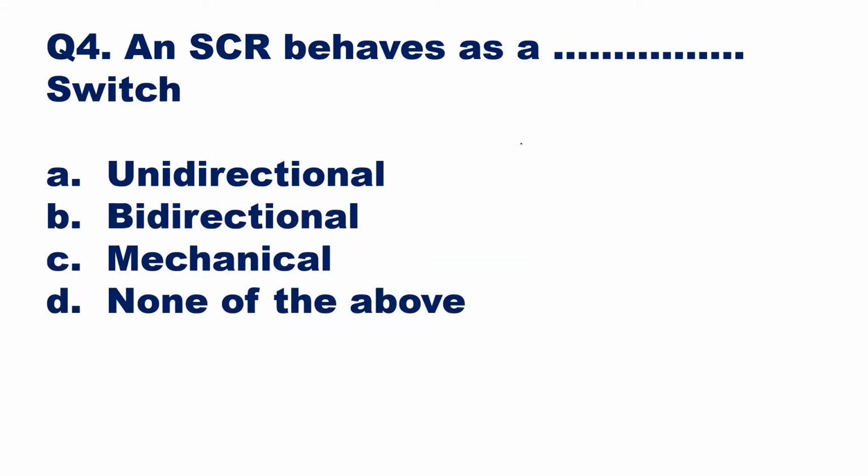An SCR behaves as a dash switch. This is a very important question. An SCR behaves as a switch, we know. That is, it can be turned on and turned off. When it has the features of turning on and turning off, it behaves as a switch. Now we know that SCR is going to conduct in only one direction. If you see the symbol of SCR, this is SCR, this is the gate, this is the cathode, this is the anode.